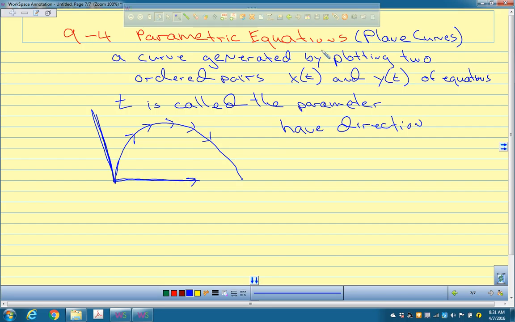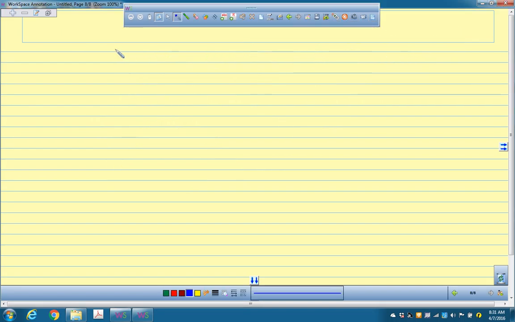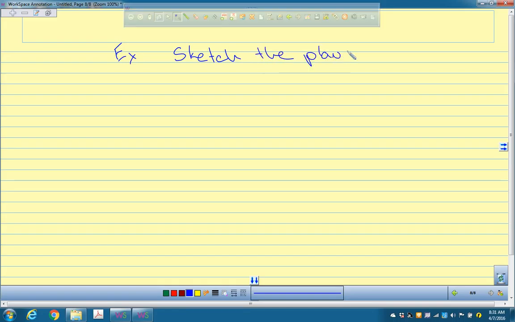Okay. Example: sketch the plane curve for x equals 2t and y equals t squared plus 1 on negative 2 to 5. So the way you do this by hand is by making a table.